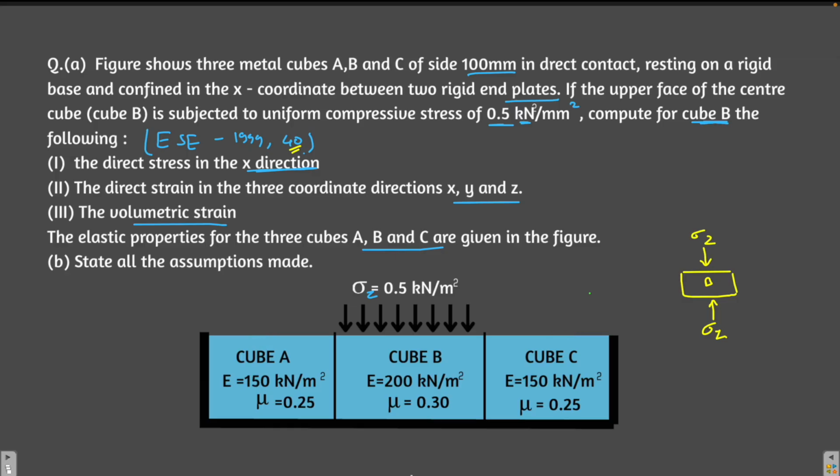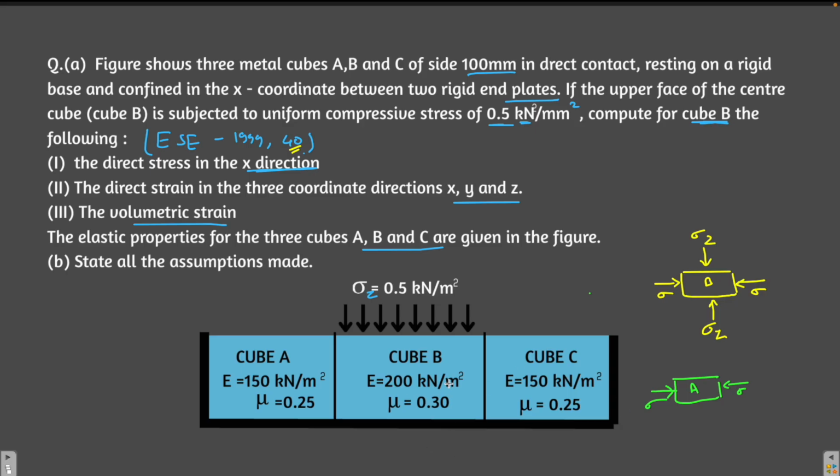So what will happen due to that? It will experience a compressive force or compressive stress, let's call it sigma. Now due to the equilibrium of forces, cube A will experience a similar compressive stress sigma from cube B. Here it will try to push the rigid wall, and then the rigid wall will apply the same compressive stress sigma on block A.